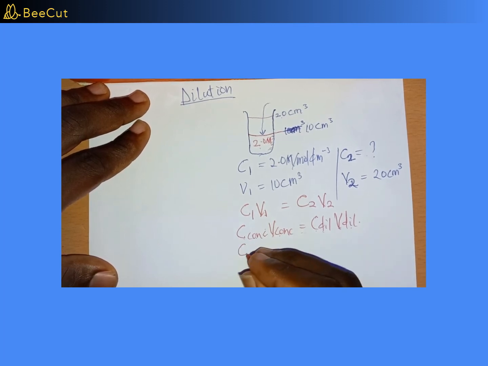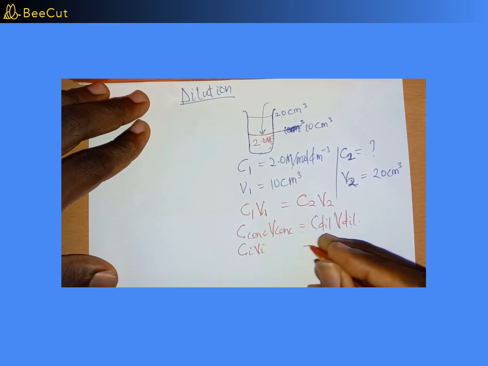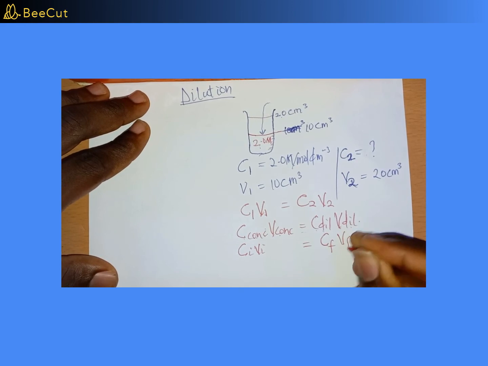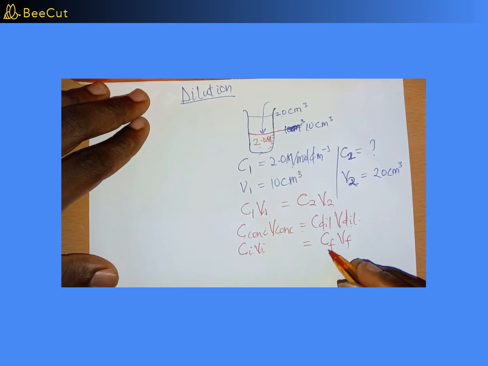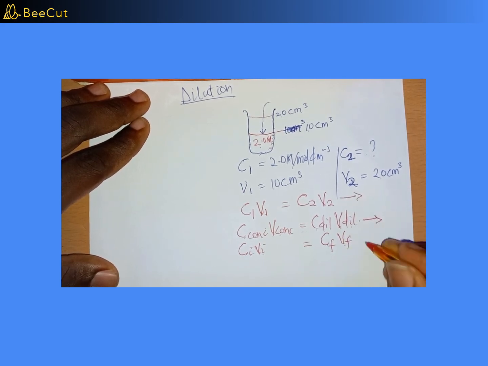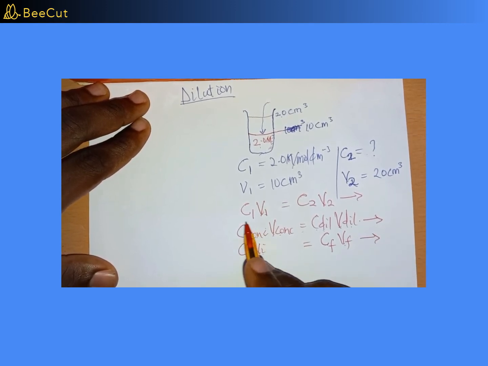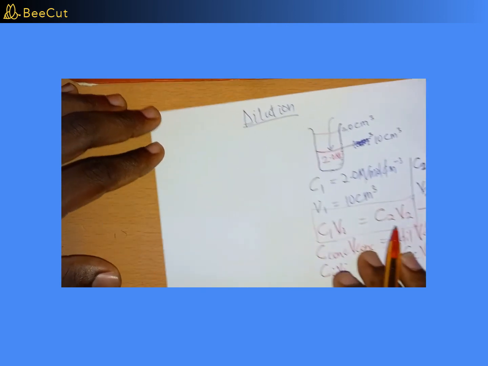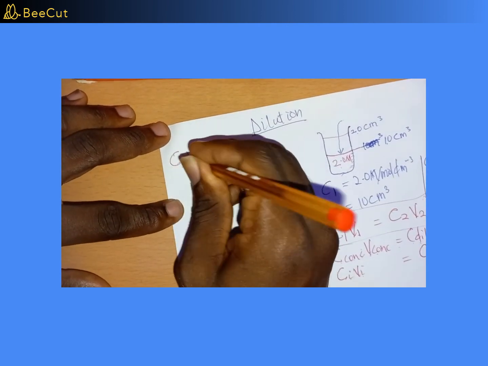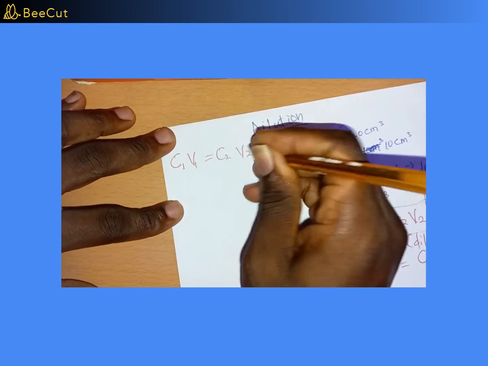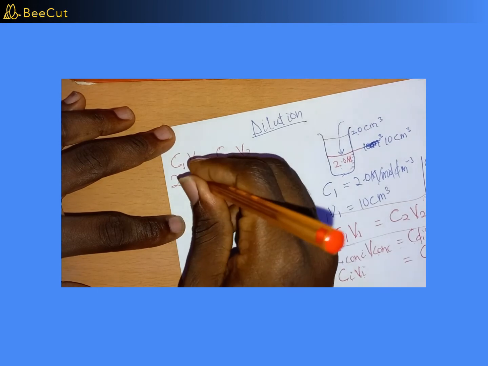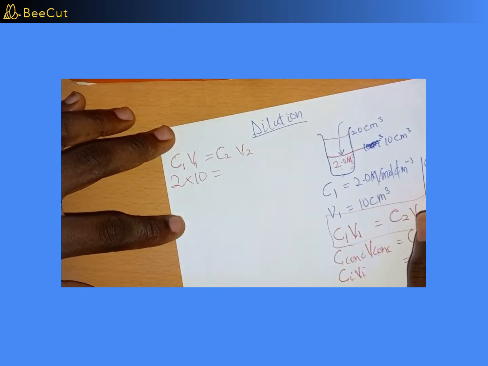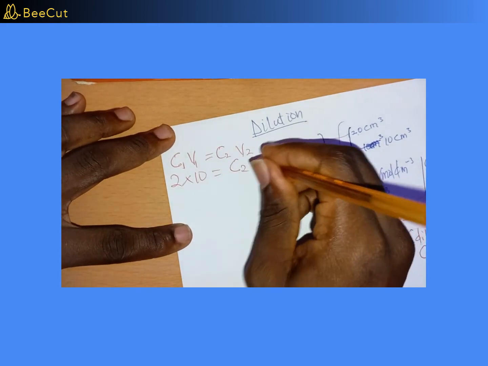Or you can use CiVi is equal to CfVf. It means that concentration of the initial solution multiplied by volume of the initial solution is equal to concentration of the final solution multiplied by volume of the final solution. Either of these formulas, you get the answer correct. I know people would like this, so I'll conform to this. So C1 V1 is equal to C2 V2. C1 initial concentration is 2 multiplied by volume, which is 10, is equal to C2, we don't know the final concentration, multiplied by 20.